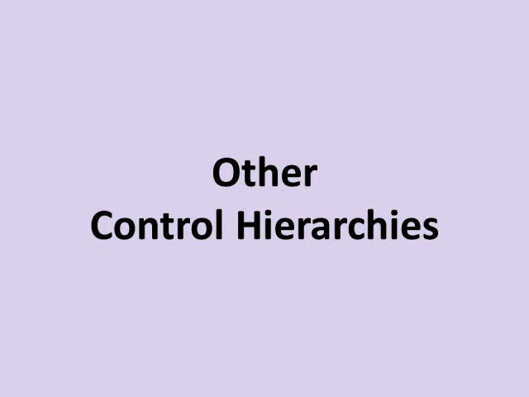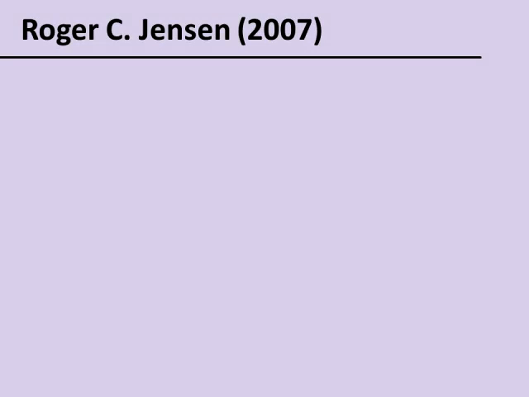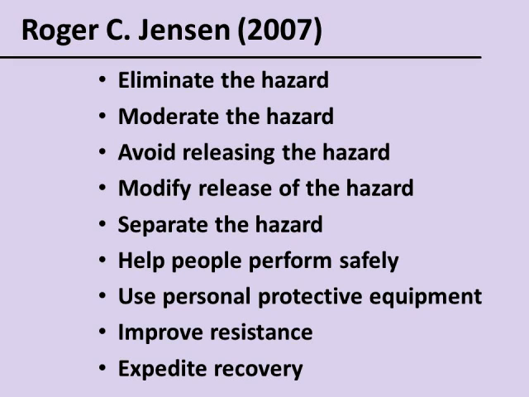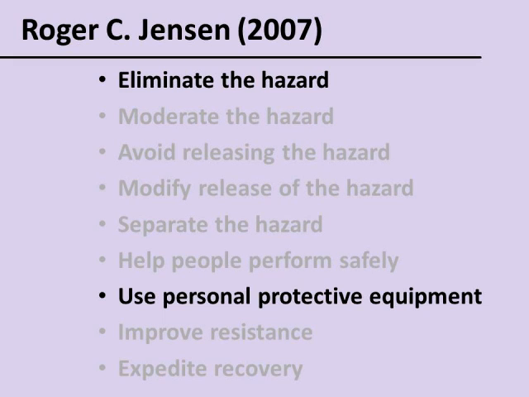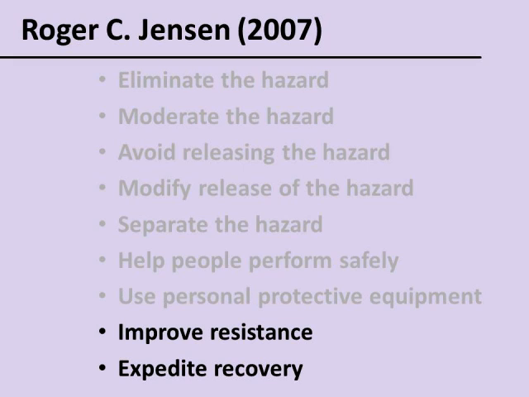The ANSI hierarchy is just one of many that have been proposed over the years. As another example, Roger Jensen has outlined an alternative hierarchy with strategies that tend to be more specific. Some of Jensen's controls are identical to those in the ANSI hierarchy. However, a few are quite different.